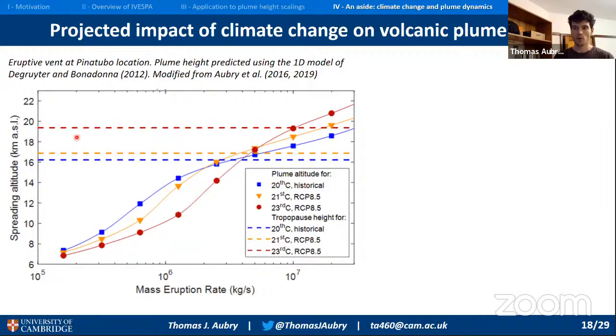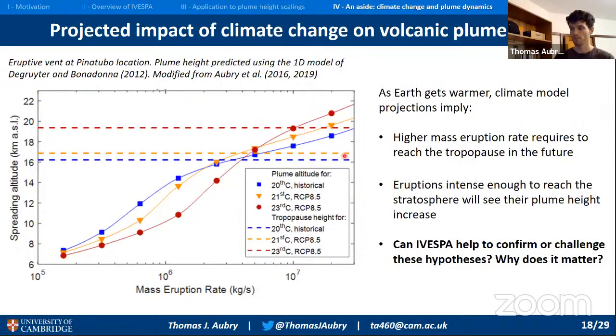That's a consequence of changes in the temperature profile in the tropics at the Pinatubo location. I've also added this horizontal dashed line, which shows the height of the tropopause. As Earth is warming, the troposphere is warming, so the tropopause height is rising. And so you can see that you need a much higher mass eruption rate in the future to reach the tropopause height. So I'm really interested to know if IVESPA can help to confirm or challenge this hypothesis on how plume height is going to evolve in the future. And this could have quite important consequences in terms of climatic impact.